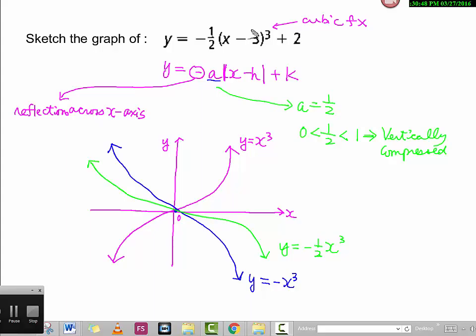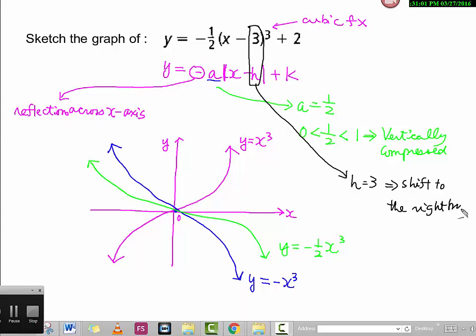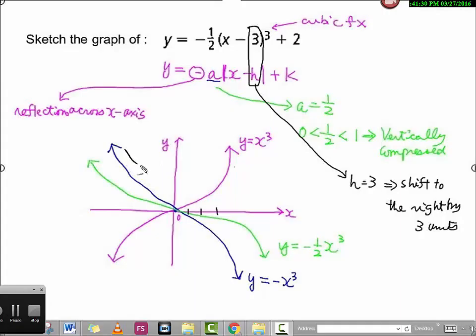The next thing we look at is the h value, which is 3. So h equal to 3. We know it's going to shift to the right by 3 units. So we just count 1, 2, 3. So the graph's going to be like this. This one is y equal to negative 1/2 (x minus 3) to the third power.